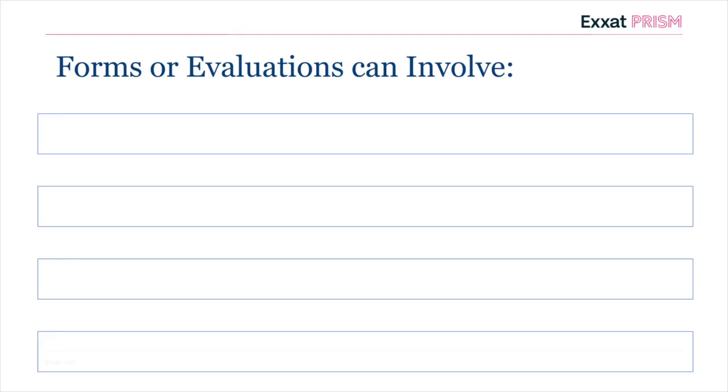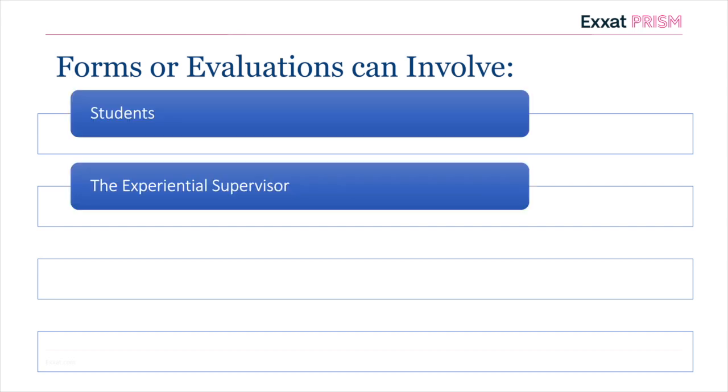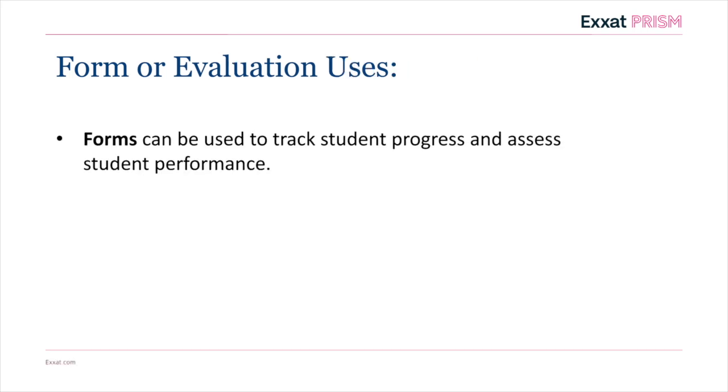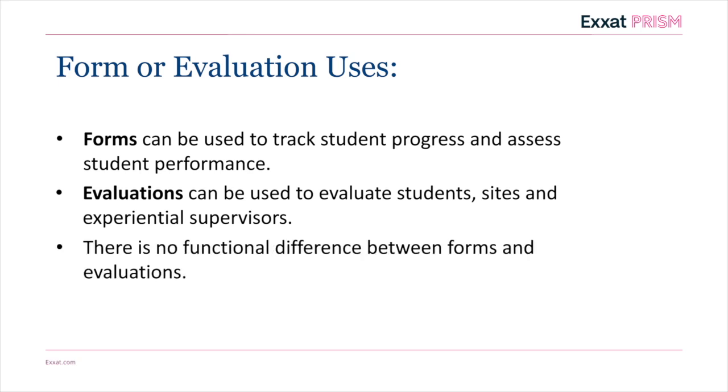Forms can involve any stakeholder involved in a student's placement. This includes students, experiential supervisors, faculty, or administrators. Forms can be used to keep track of student progress and to assess student performance. Evaluations are often used to evaluate students, sites, or experiential supervisors. There is no difference in the way forms and evaluations function, however they have different inherent purposes.